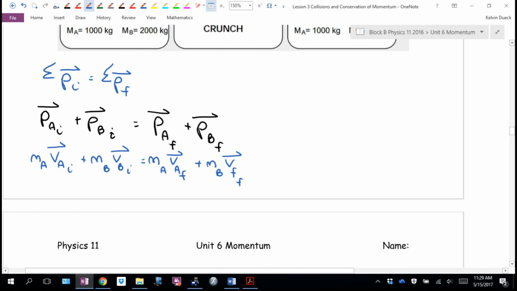I scrolled down. What were we trying to find? How will I get that by itself? Divide M and M? Not yet. Subtract MB VB. First I'll minus the MB VB initial, and then I'll divide by M. Are we okay doing that all in one fell swoop?